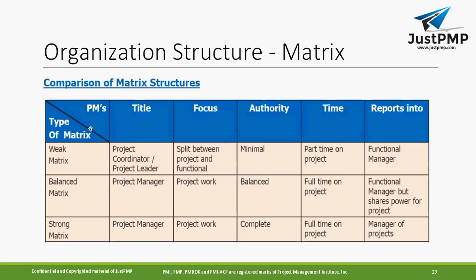We have also covered in this slide how things look in the weak matrix and balanced matrix. In the weak matrix you have a project coordinator or project leader, and in the balanced matrix he's a project manager, not a project coordinator. In the strong matrix it's a project manager. In the weak matrix the focus is split between the project and functional area, but in the balanced and strong matrix the project manager is responsible for the project work. Authority, as I mentioned, is minimum, balanced and complete. Time is part-time on the project, then balanced, and full-time on the project. The reports go to the functional manager, but in the balanced matrix the functional manager shares power with the project manager, and in the strong matrix the manager of the project. So this is a comparison of the matrix structures that we have covered.